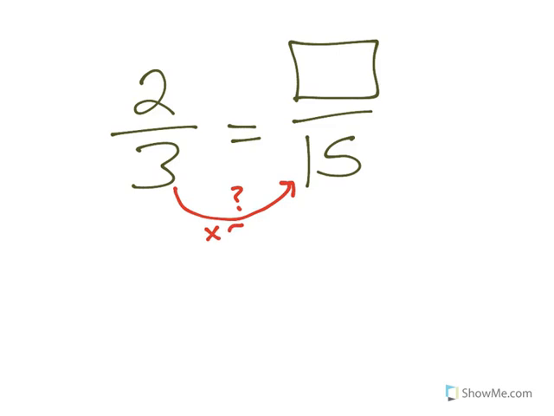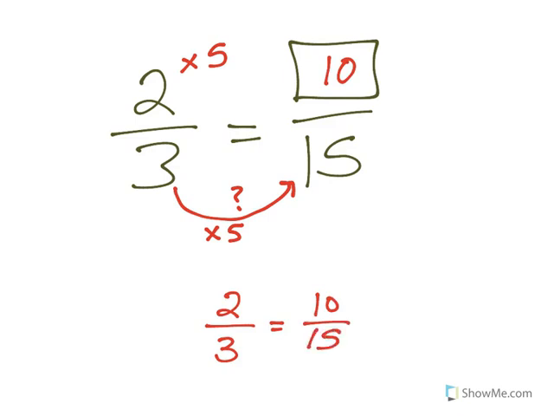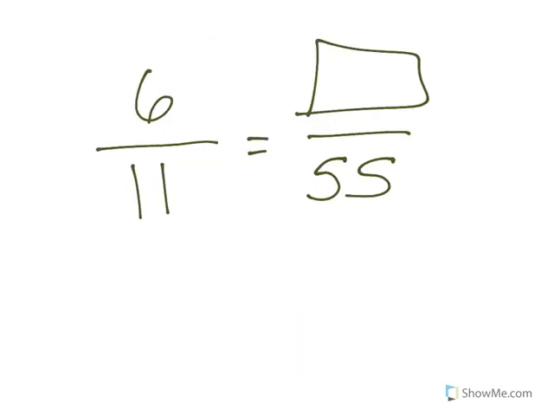Well, I multiply by 5, right? Think multiplication. 3 times 5 gives me 15. Well, if I take 2 times 5, that would give me 10. So I know that 2/3 is the same as 10 over 15. And that makes sense because if you look at 10/15 and you divide the top and the bottom by 5, you get 2/3. So it's almost like we are unreducing the fraction or the ratio.